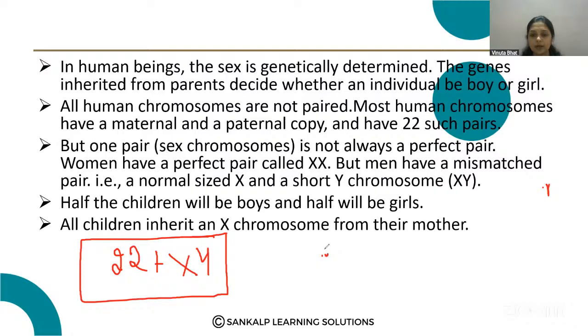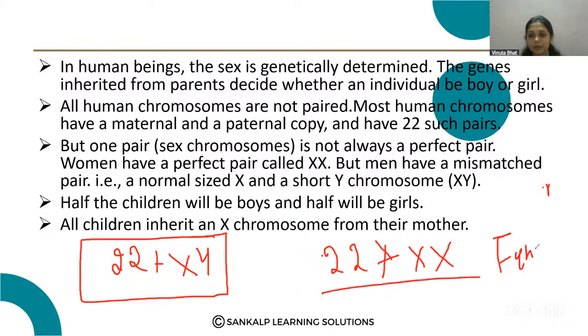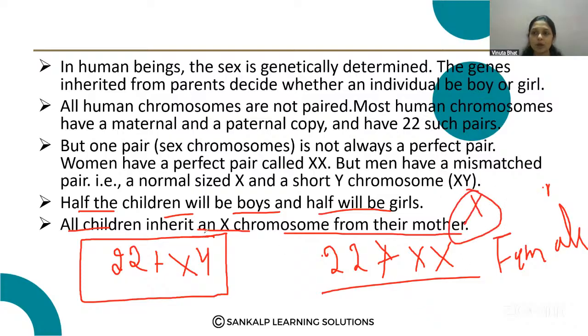Then 22 chromosomes plus X chromosome is there means that will become a female baby. So here half of the children will be boys and half will be girls. All children inherit an X chromosome from their mother. So always one X chromosome is from the mother because the egg is made up of X chromosome.